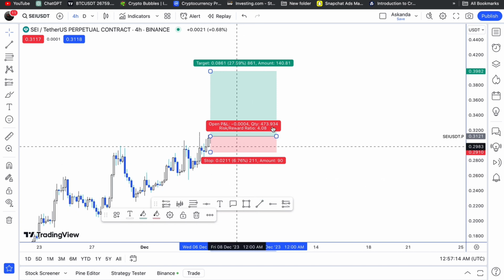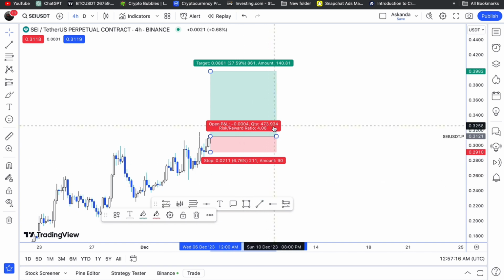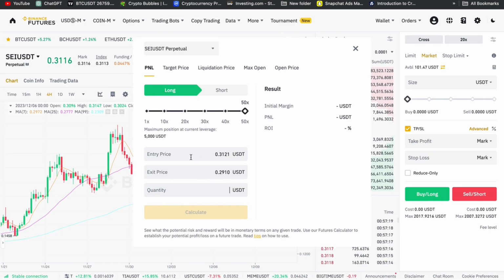So we know our quantity to be 473.934. Then we'll click on calculate. So if we use this, we are going to lose $32. So we are risking $32, but let's enter our take profit.